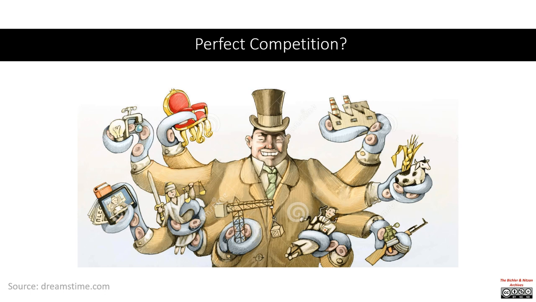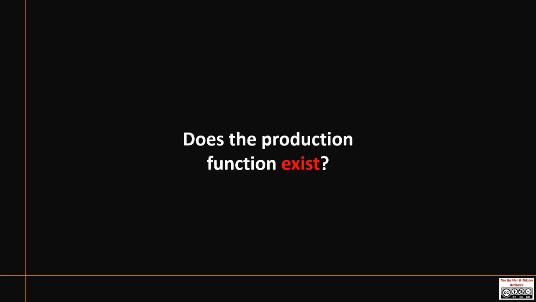And it gets even worse. It turns out that even in perfect competition, the theory falls flat on its face. Recall that the theory depends on the existence of a production function. But does this production function exist? On the face of it, this might seem like an odd question to ask, but it isn't.